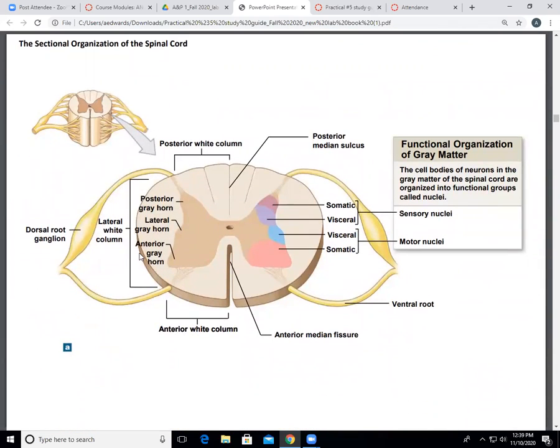All right, parts of the spinal cord, or sectional organization. Again, this is gray matter, this is white matter. This is posterior, again, because of the dorsal root ganglion. We call this region a posterior white column. This line separating the two columns we call the posterior median sulcus.